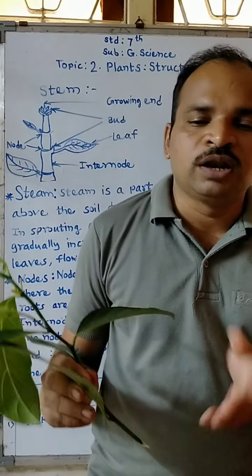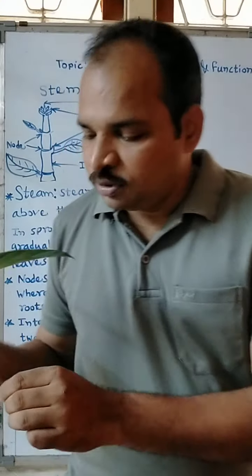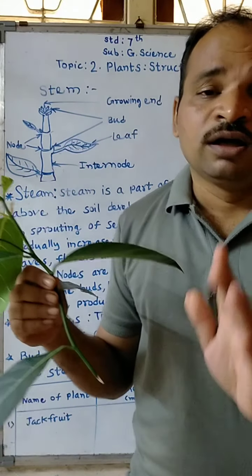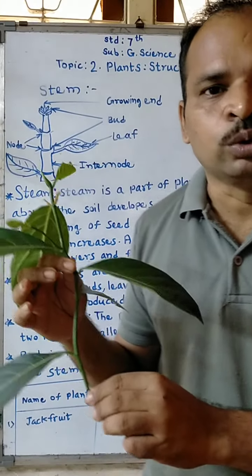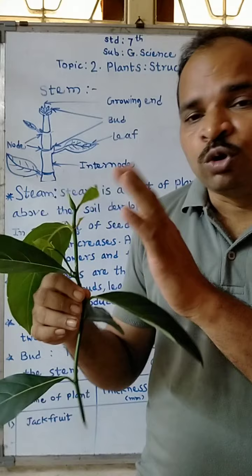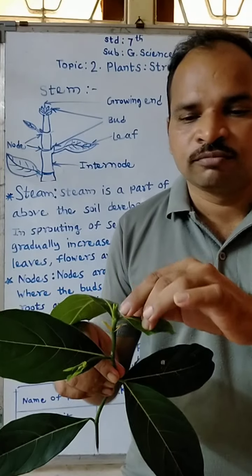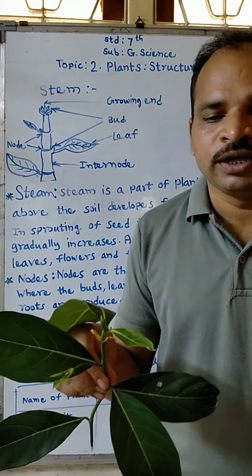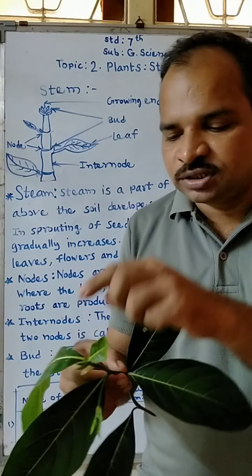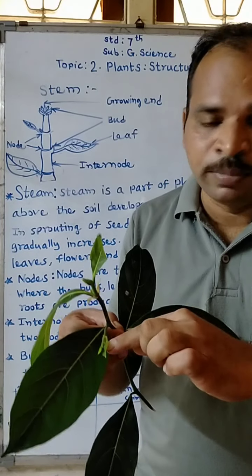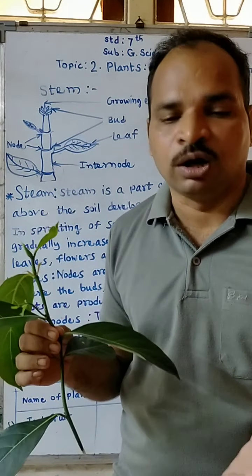In the growth of the sprout, the length of the stem gradually increases. We have a stem of a jackfruit plant. The stem basically supports leaves, flowers and fruits. If you observe this stem, you see the growing end of the stem, which is known as the bud. Also you see other buds on this stem. These are buds developed into leaves. Buds develop into leaves or flowers.